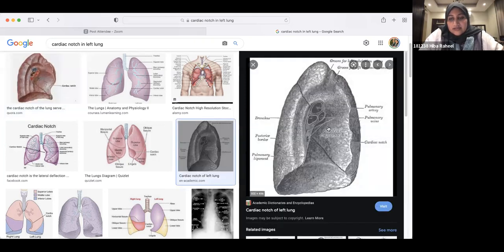Similarly, this area is the cardiac impression. That's where the heart goes. The notch is the part of the lung that comes out because of the heart being there. And then we have the aorta right here, and this is a groove for the aorta. All right. Is it clear now?